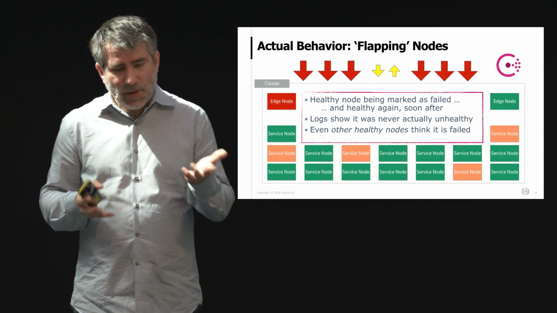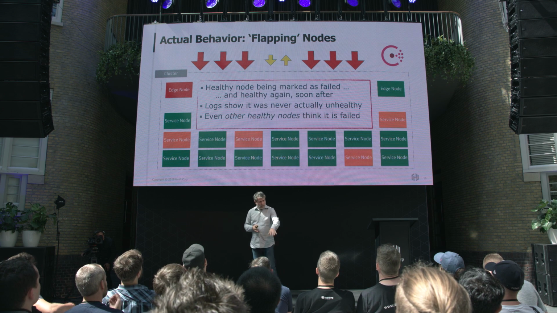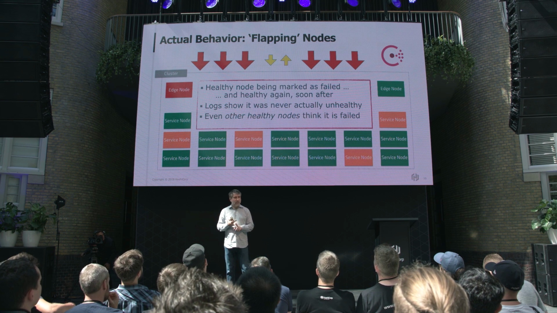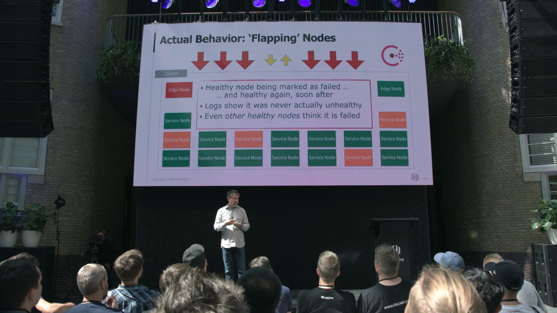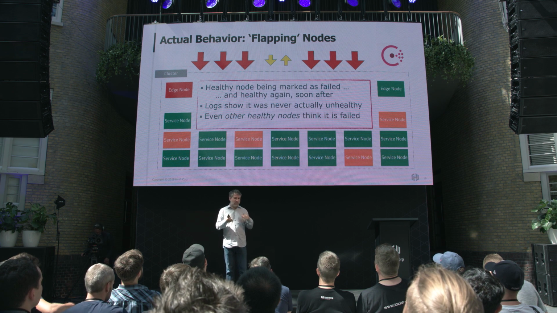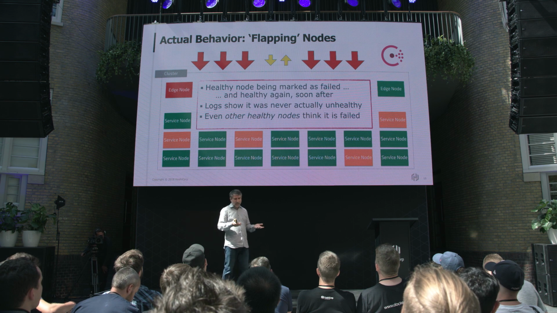So this is a healthy node. These paler colored ones here, they're healthy. They're being marked as failed by Consul. And then a little while later, they're coming back and being marked healthy. So they're being marked as failed, and then they're immediately being marked as healthy again.